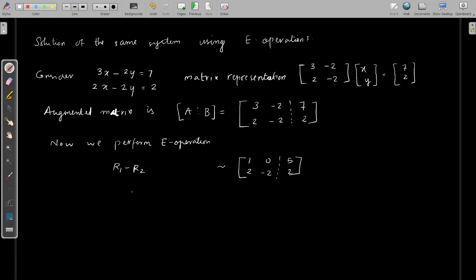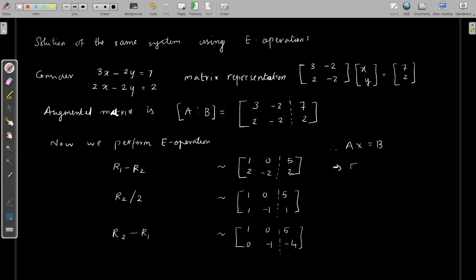For that, first we write R1 changes to R1 minus R2; the change is only for R1. So R2 is [2, minus 2, 2], the same as the above matrix. Then we divide the second row by 2. The first row is the same, [1, 0, 5]. Then R2 changes to R2 minus R1, which gives the first entry of the second row as 0. That is [1, 0, 5] and [0, 1, minus 4].